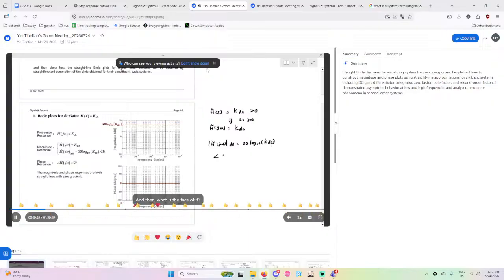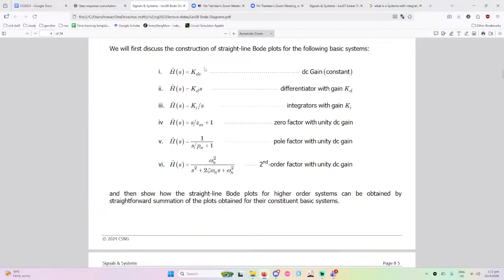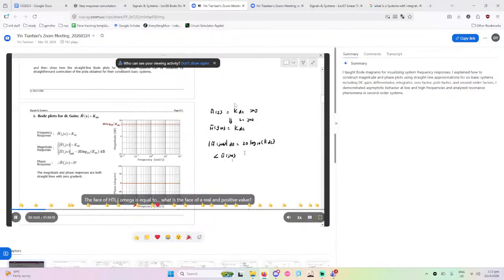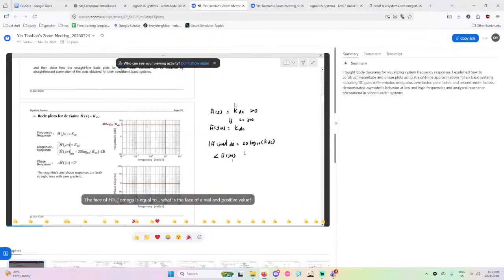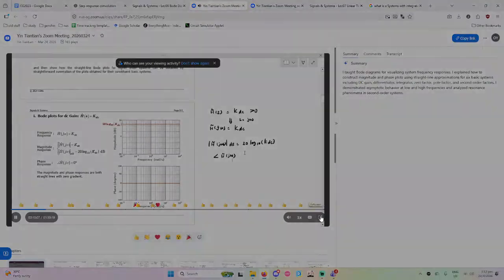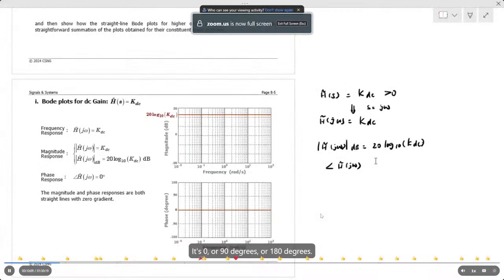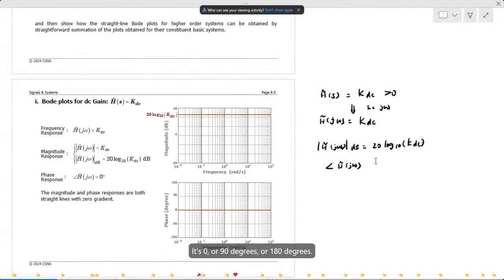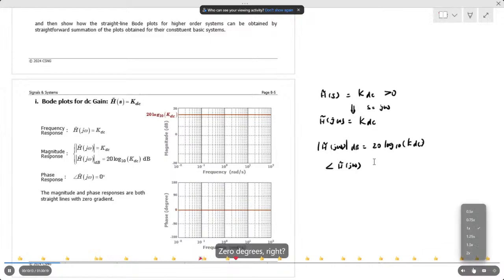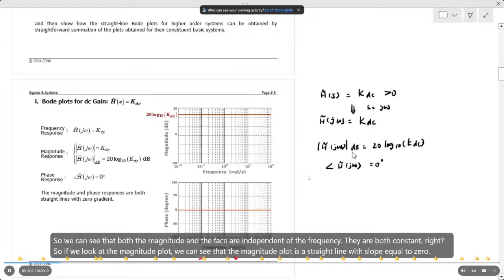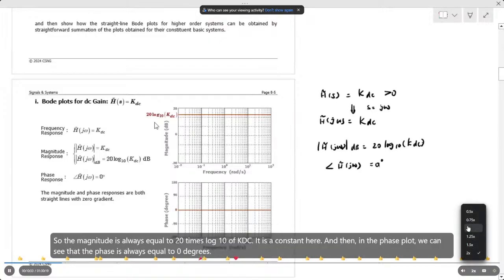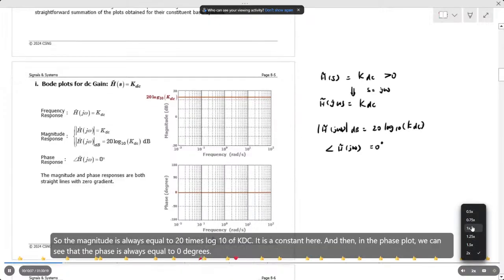And then, what is the phase of it? The phase of H(j omega) is equal to, what is the phase of a real and positive value? Is it 0 or 90 degrees or 180 degrees? 0 degrees, right? So we can see that both the magnitude and the phase are independent of the frequency. They are both constant, right? In the magnitude plot, the magnitude is a straight line with slope equal to 0. So the magnitude is always equal to 20 times log 10 of K_DC. It is a constant here. And in the phase plot, the phase is always equal to 0 degrees.